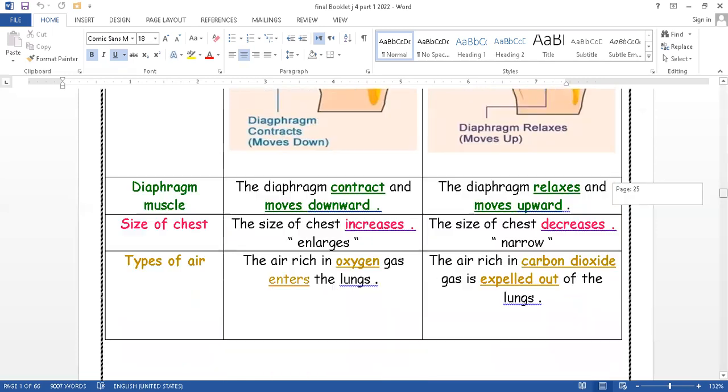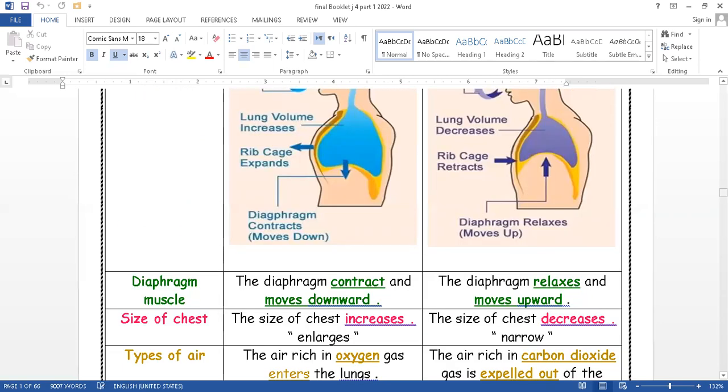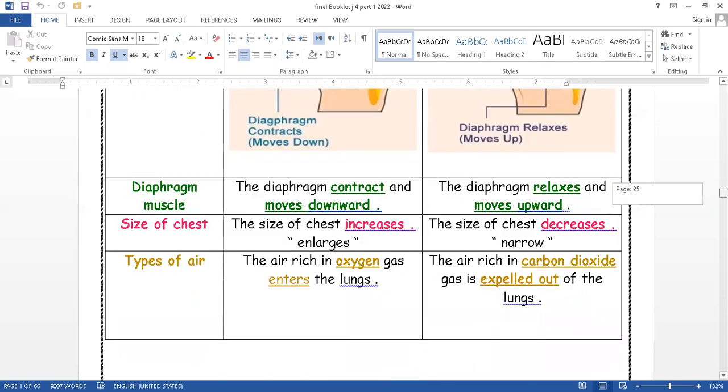Of course, in case of inhalation, oxygen will enter our bodies to reach the blood. After that, the blood will distribute it to all organs. On the other hand, in case of exhalation, carbon dioxide will be expelled from our two lungs through the nose.